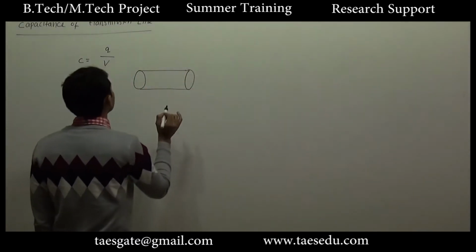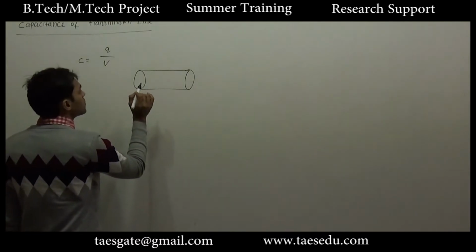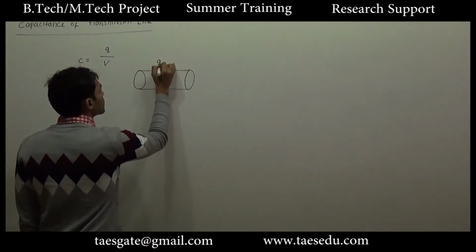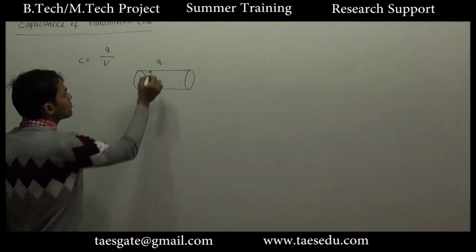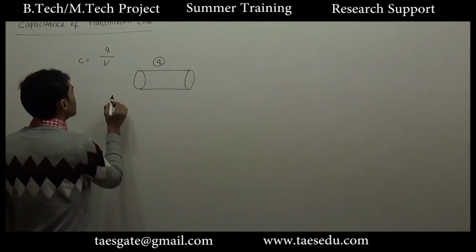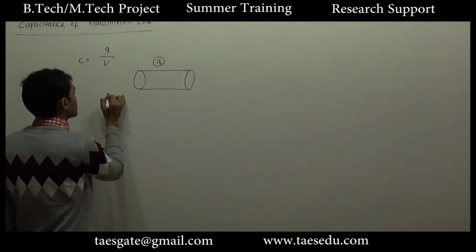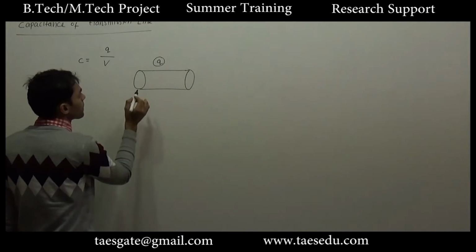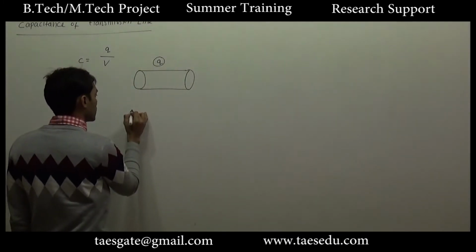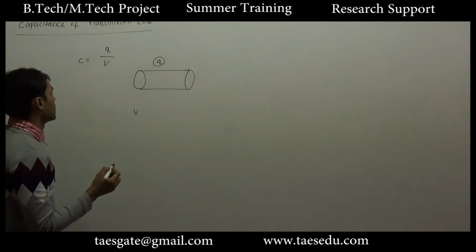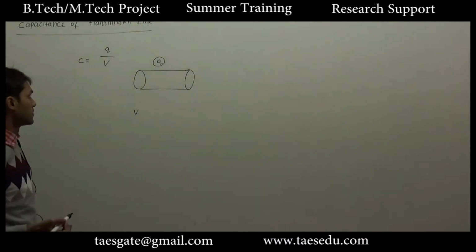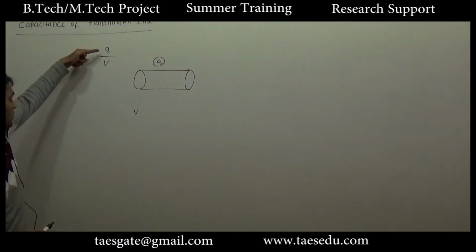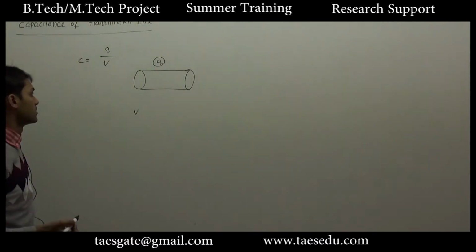We will consider that to this conductor we have a charge Q per unit length, and due to this charge we will try to find out the voltage difference between the two conductors. Okay, due to this charge we will find out the voltage difference, and for calculating C we will divide the charge Q by the voltage difference.